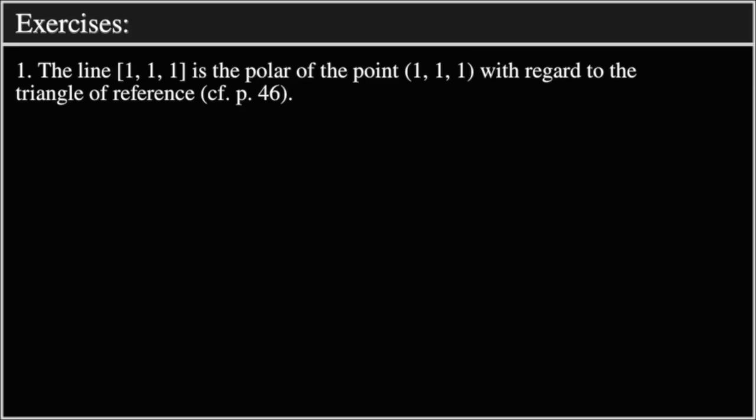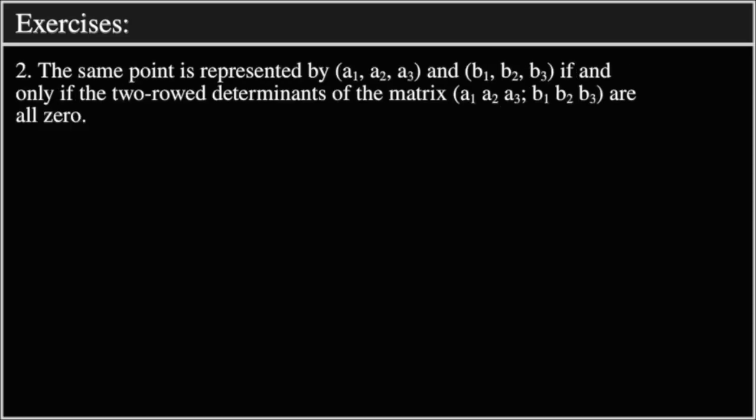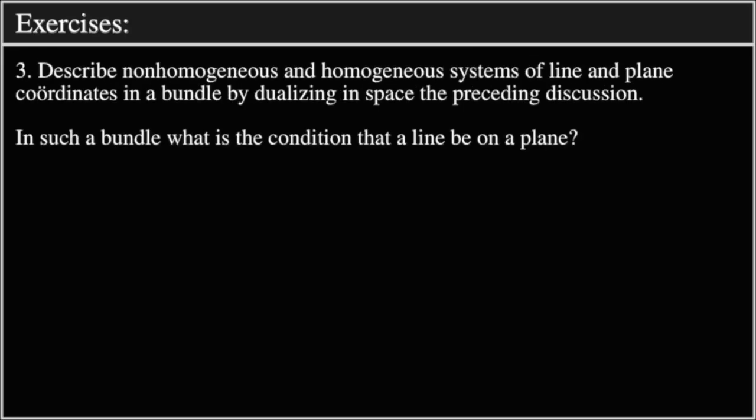Exercises. 1. The line 1, 1, 1 is the polar of the point 1, 1, 1 with regard to the triangle of reference, cf. page 46. 2. The same point is represented by a1, a2, a3 and b1, b2, b3 if and only if the two-rowed determinants of the matrix a1, a2, a3, b1, b2, b3 are all 0. 3. Describe non-homogeneous coordinates and homogeneous systems of line and plane coordinates in a bundle by dualizing in space the preceding discussion. In such a bundle, what is the condition that a line be on a plane?